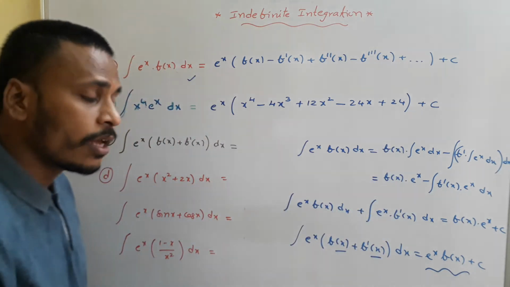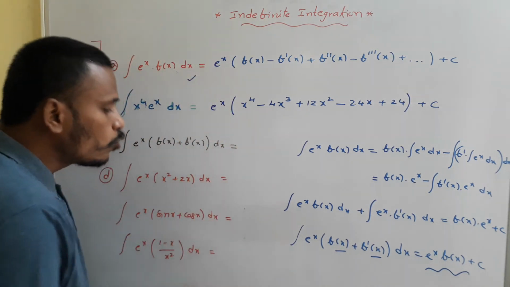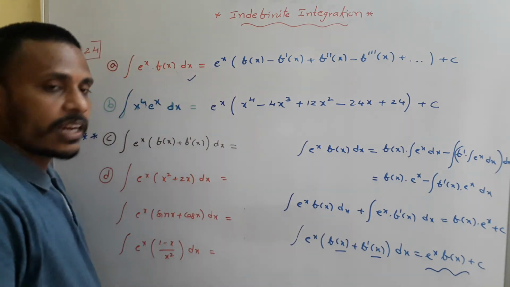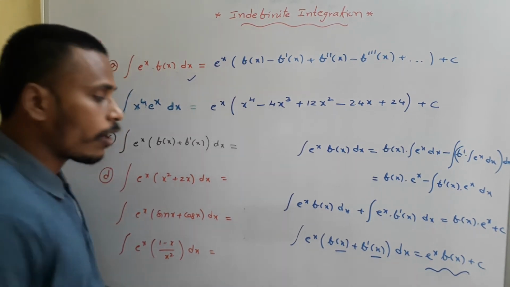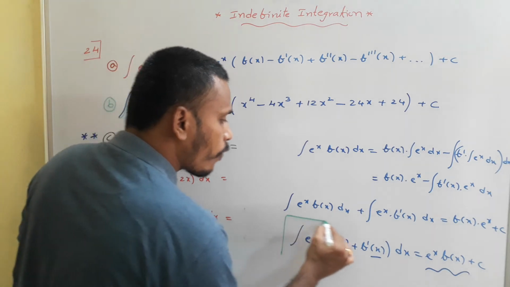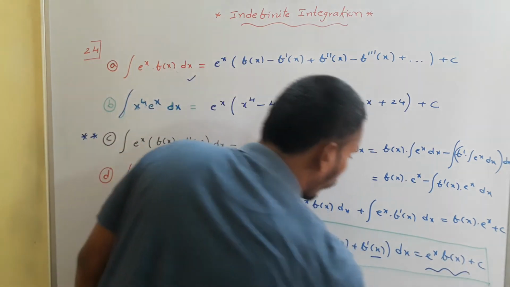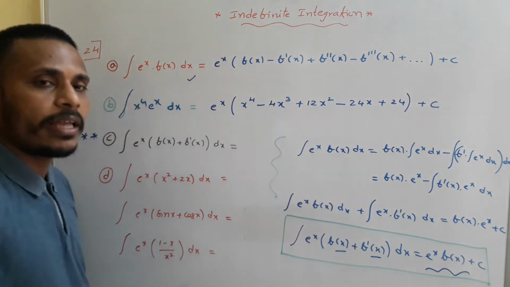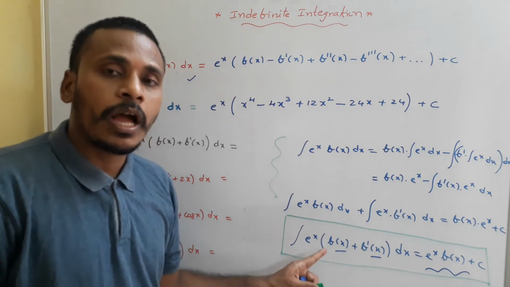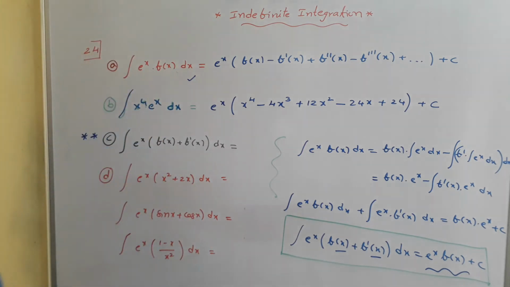Just observe this. At the end, I will use this final answer as a formula to find the integral values of different functions. Okay, you just have a look. Integral of e power x into f of x plus f dash of x dx is equal to e power x into f of x plus c, and this is a simple proof by integration by parts for this result, and use this result to answer these questions now. Have a look.